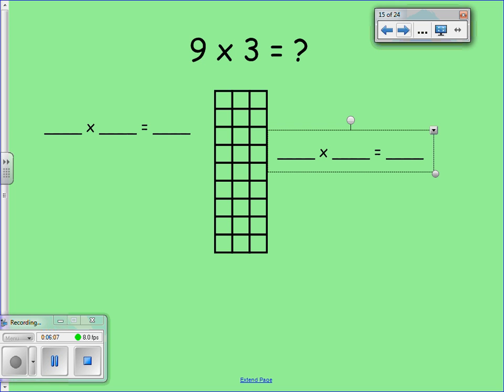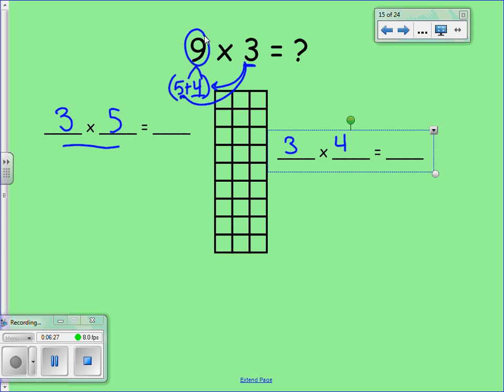Okay, so the first thing that I would do is decompose the 9 into 5 and 4. Next, you're going to distribute your 3 to the 5 and the 4. So that's going to be 3 times 5 and 3 times 4. So what you want to do is do 3 rows and 5 columns, or vice versa. It looks like I already have, for this multiplication fact, 1, 2, 3 columns, and now I need to go 5 down. 1, 2, 3, 4, 5, and I'm going to block that off.